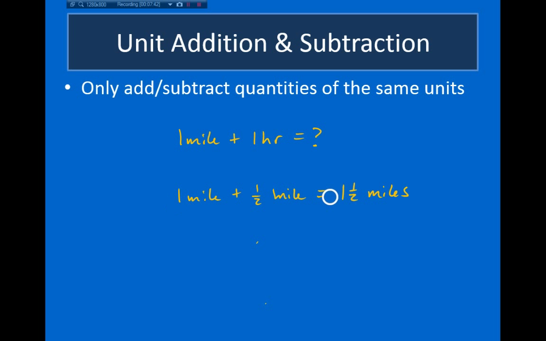This second equation here makes sense because I'm adding two things that represent the same quantity. I'm adding a length to a length. Whereas up here, I'm taking a length and trying to add it to time. That doesn't make any sense.